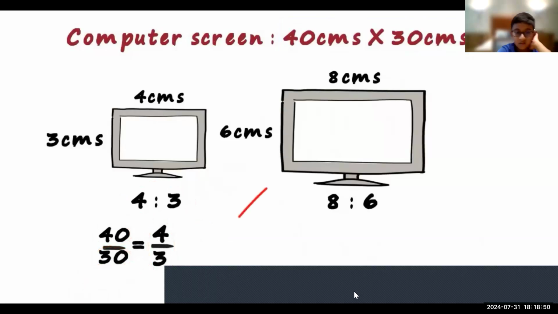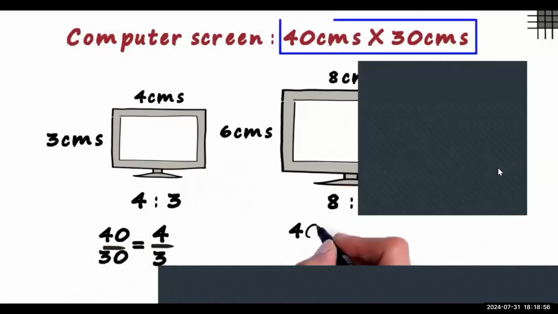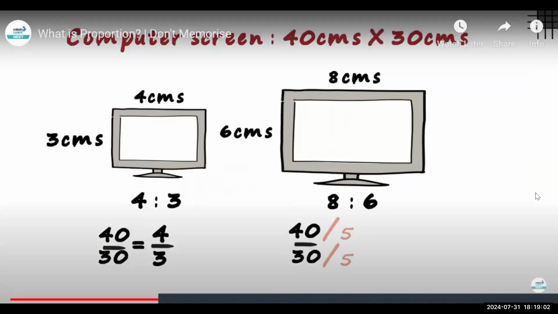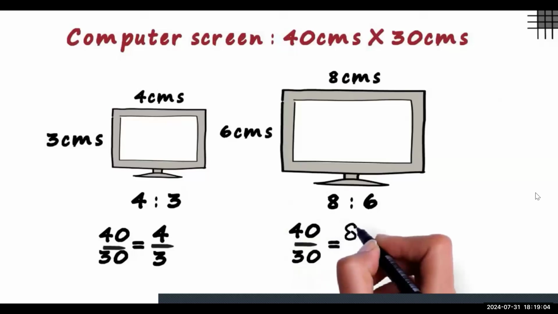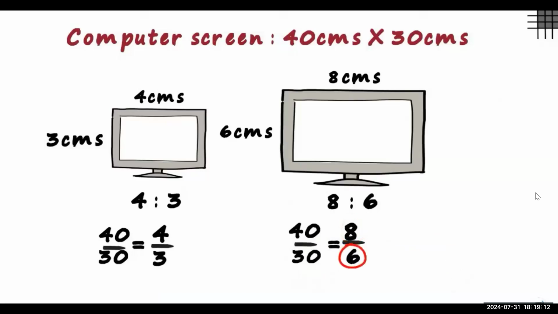Now let's look at the second case of 8:6. The ratio of the actual screen was 40:30. If both the numerator and the denominator are divided by 5, we get an equivalent ratio of 8:6. 40 divided by 5 equals 8 and 30 divided by 5 equals 6.